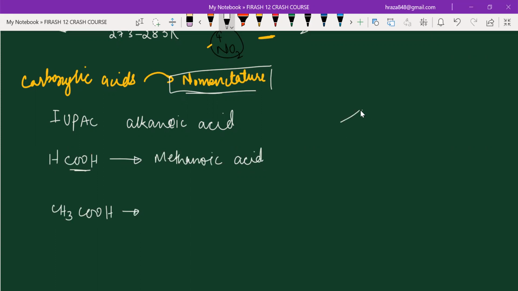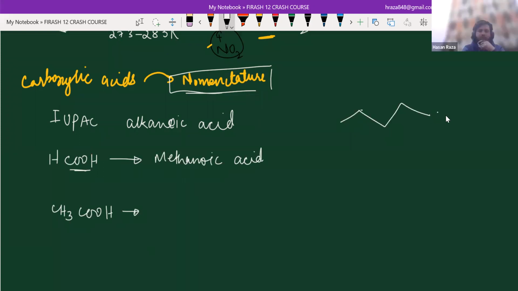Yeah. And then if you have COOH and there is a ketonic group, you can see this is the most senior functional group. So we will give priority to this carboxylic acid, and every other functional group will be treated as a substituent. So its name will be 2-oxo pentanoic acid.